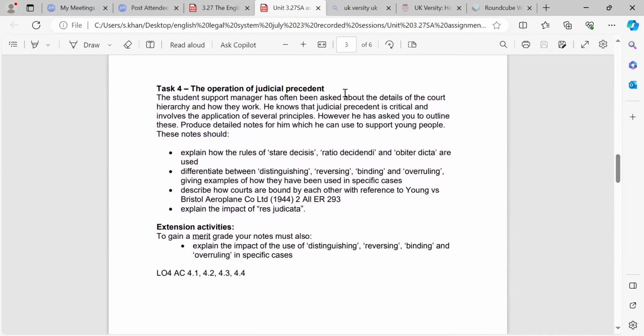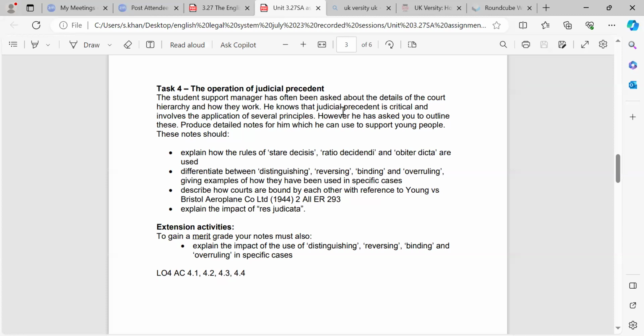Then we have task 4, which looks at the operation of judicial precedent. The student support manager has often been asked about the details of the court hierarchy and how they work. He knows that judicial precedent is critical and involves the application of several principles. However, he has asked you to outline these. He's asked you to produce detailed notes which he can use to support young people.